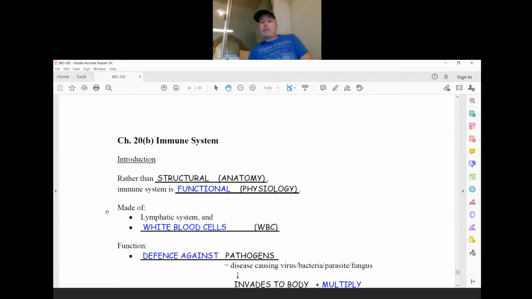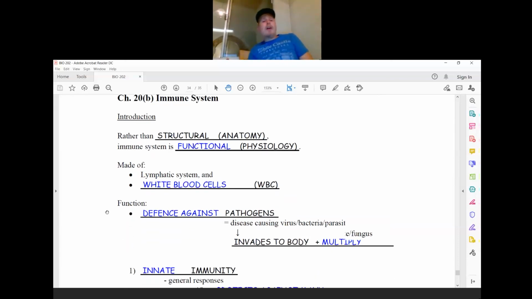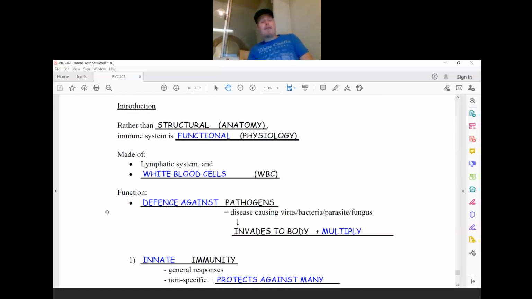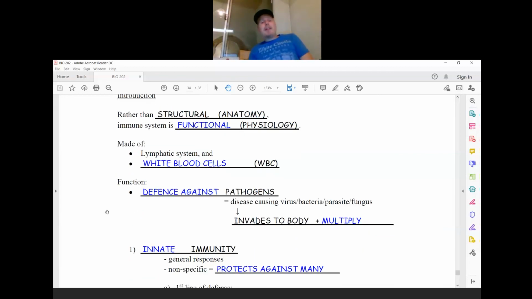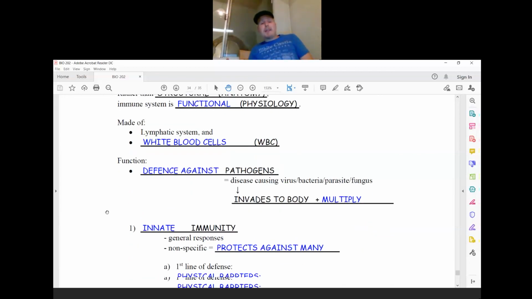Immune system, I really have very, very little notes about that, because all I want you to know is that it is more of a functional system. It is really the white blood cells within our lymphatic system that form our immune system. And its main function was to defend us against pathogens. So any virus, bacteria, parasite, and so on that might be invading the body.